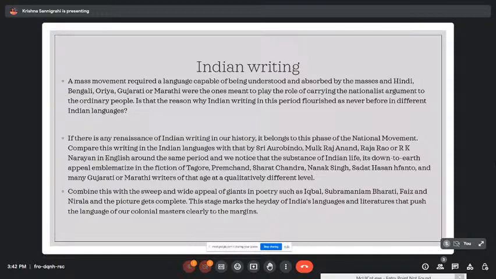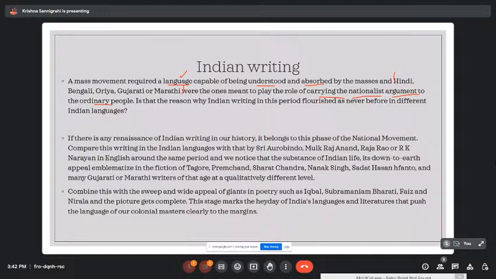So, a mass movement required a language capable of being understood and absorbed by the masses. And Hindi, Bengali, Odia, Gujarati, and Marathi were the ones meant to play the role of carrying the nationalist argument to the ordinary people. So, the role which they were to follow was to carry the nationalist argument to the ordinary people.